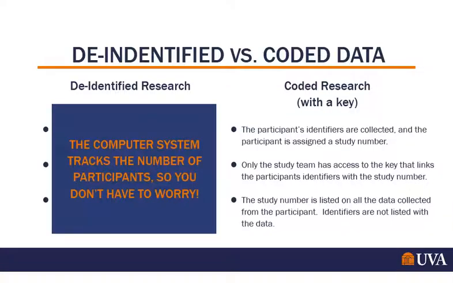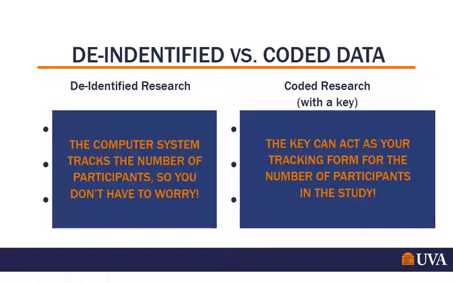So the good news for a de-identified study design is that if you're using an anonymous link to an online survey, then the computer system tracks the number of participants for you. The bad news is that this design sometimes has problems with participants re-enrolling, especially if the study offers a form of compensation. If you have a coded research study, the good news is that your key can act as your participant tracking form.